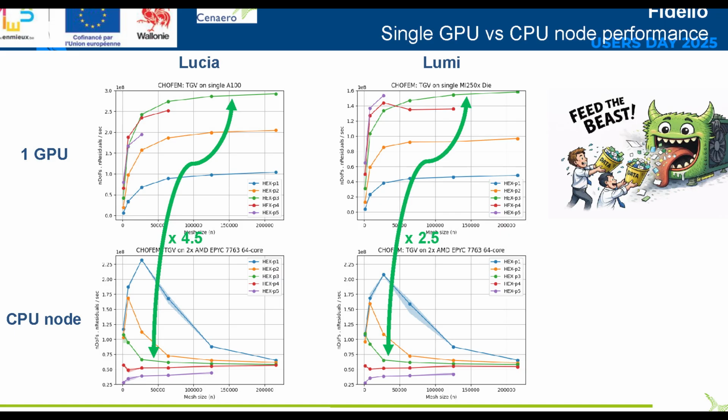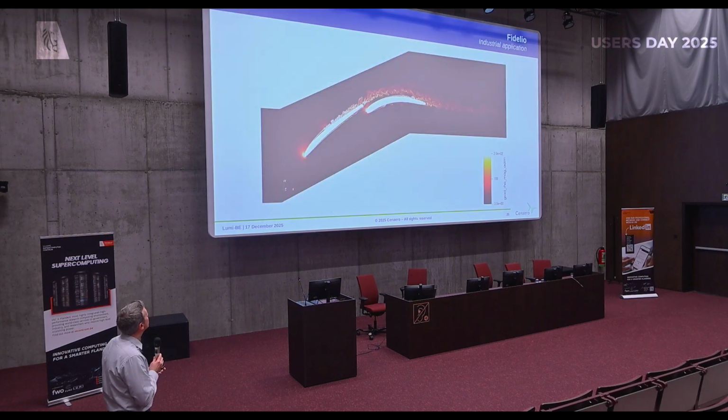So that's why I showed some weak scaling plots before, because we know that we need to stay in this area here to get the best performance. And that's the same on Lucia on the left, and the same on LUMI on the right.